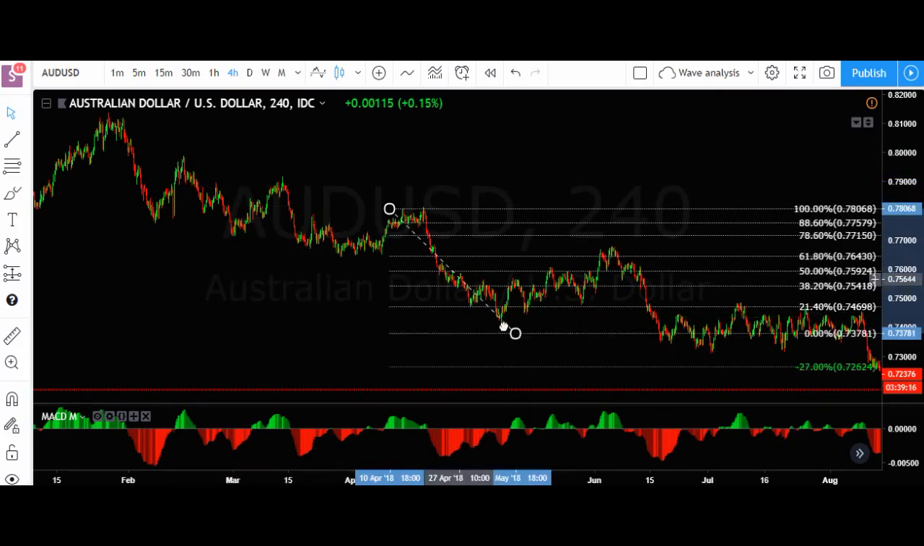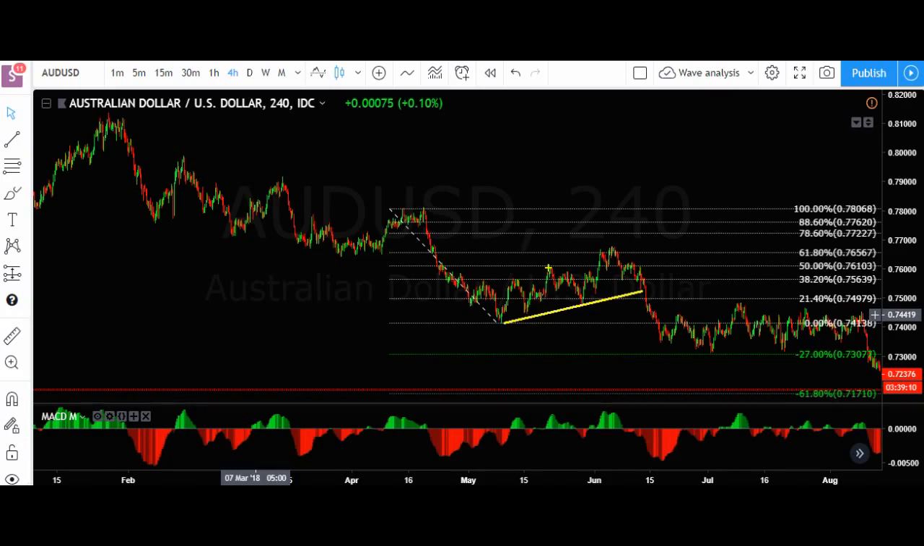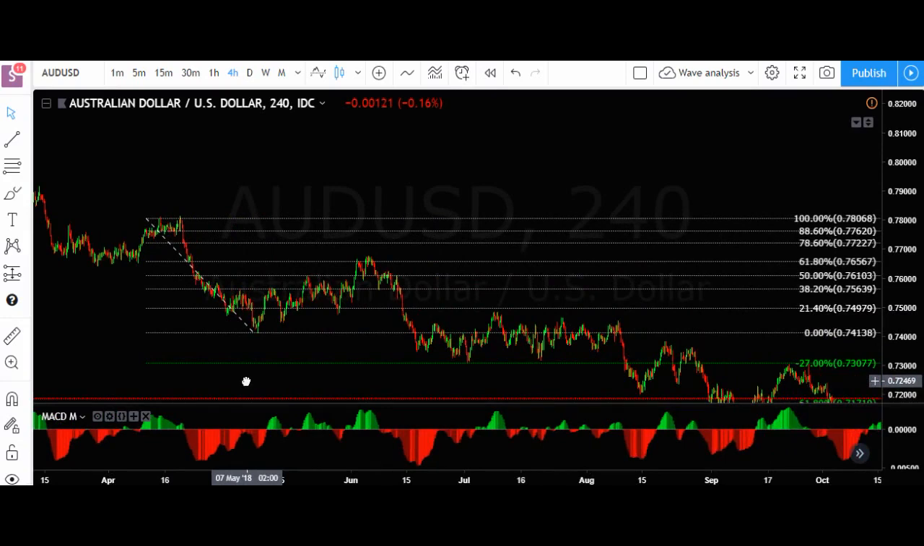Look, here was our next impulse move down. Let's flip that properly. There was our impulse, there was our correction, and as you see, eventually it did get to our 27% target. Let's continue down.